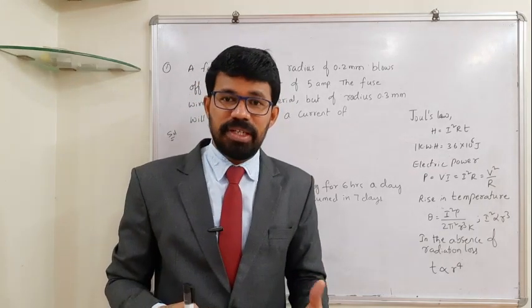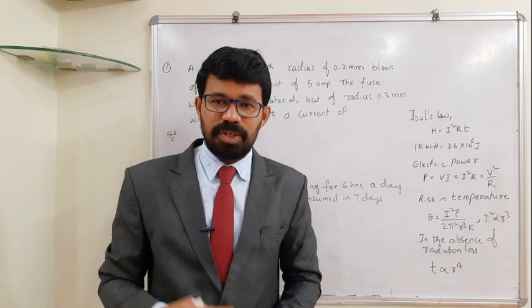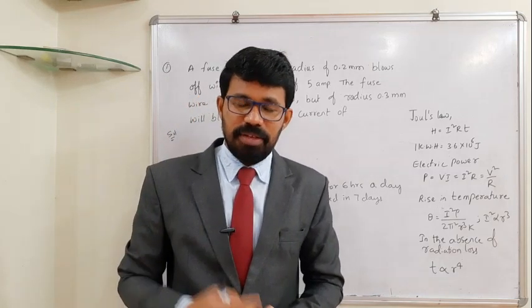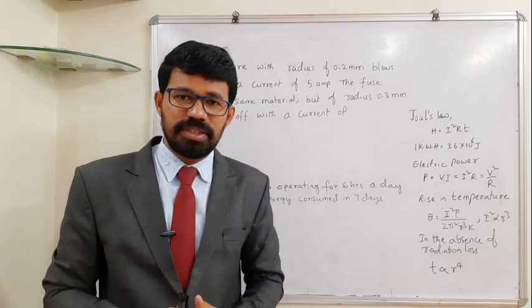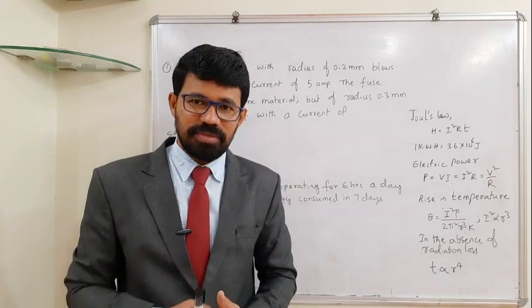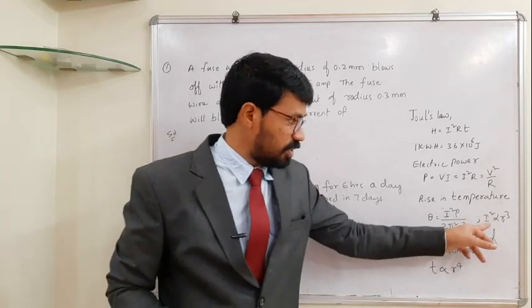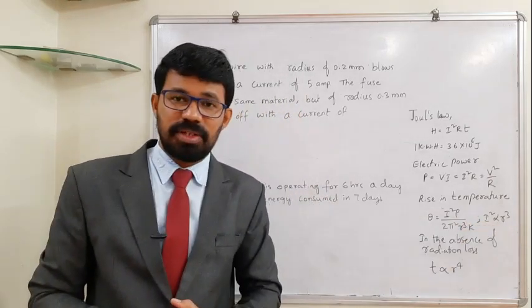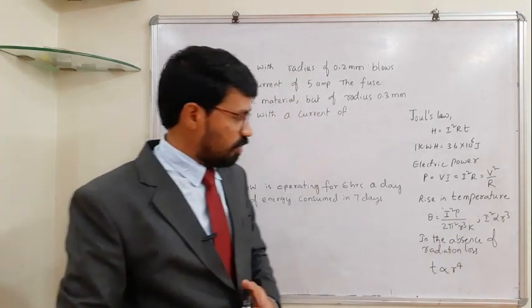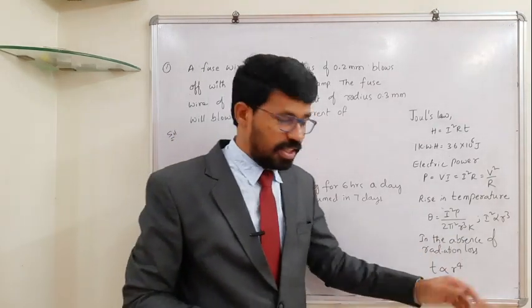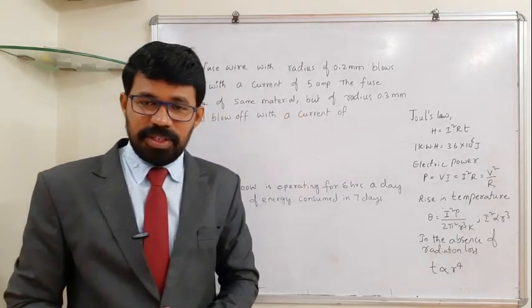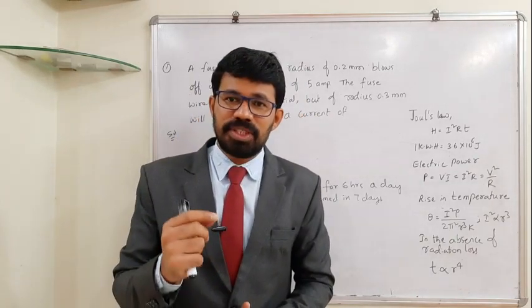If any wire melts at a particular thickness for a particular value of current, and the thickness, that is the radius, is increased, then for what value of current will it melt? If that is the question, we can make use of this relation, I square directly proportional to r cube. And the next one is, in the absence of radiation loss, T is directly proportional to r power 4, and this T is the time in which the wire reaches its melting point.